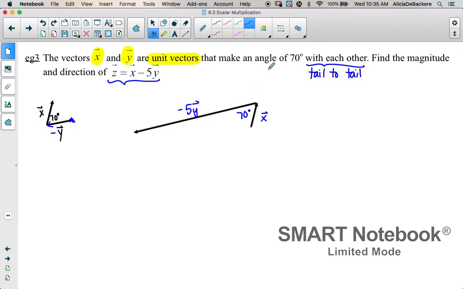And so what I want to do is figure out what vector z is. So vector z is starting at the tail and going to the last head. There's vector z. I want to know the magnitude and the direction. So again, we're going to start with magnitude. I'm going to figure that out using the cosine rule. So here's my magnitude.